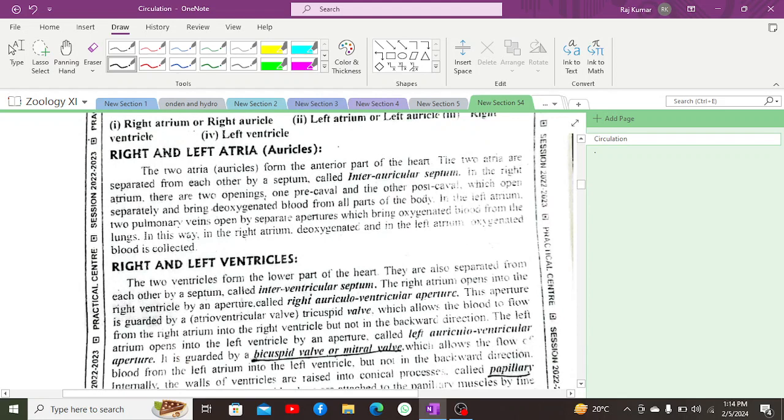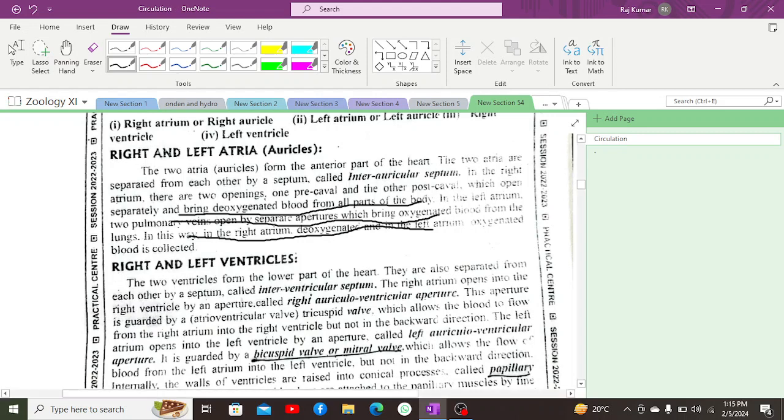There are two openings, one precaval and the other postcaval, which open separately and bring deoxygenated blood from all parts of the body. In the left atrium, two pulmonary veins open by separate apertures, through which oxygenated blood comes from the lungs. In this way, deoxygenated blood is collected in the right atrium and oxygenated blood in the left atrium, such that when oxygenated blood is collected in the left atrium, the blood is being transferred from the lungs, so it is known as the pulmonary circuit.